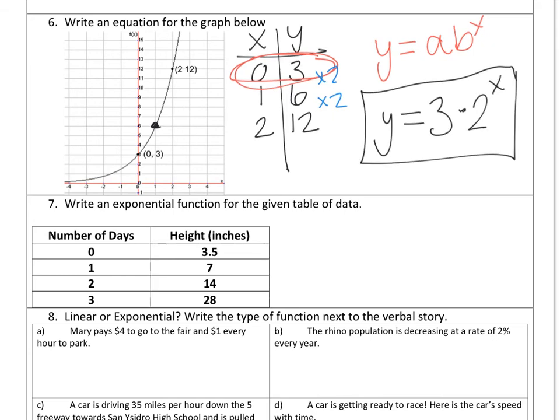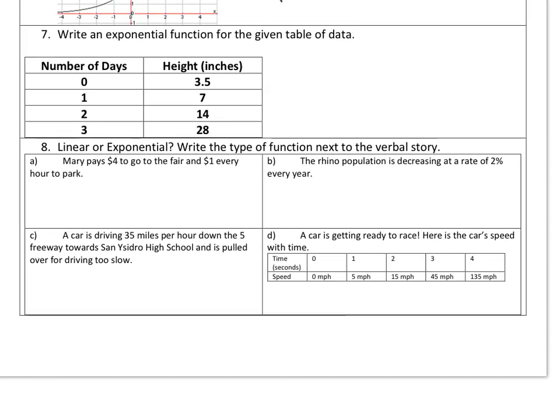Now let's look at our next question. Write an exponential function for the given table. Now this is almost faster. I don't have to go from the graph to the table. I already have the table. So first, what is my initial value?